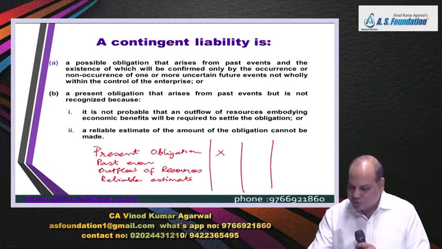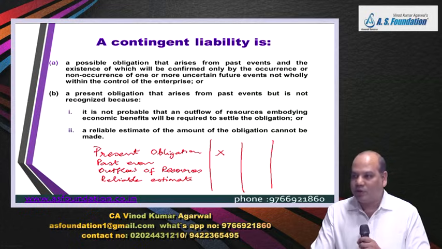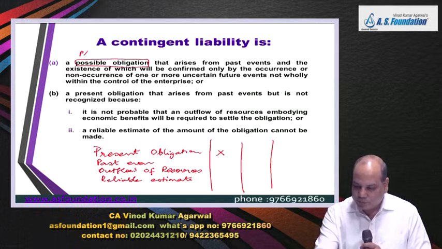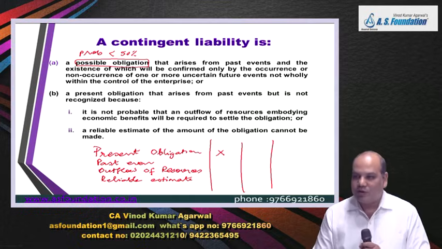So suppose this is not satisfied, it is a possible obligation, then you will not call it as a provision. Then it is a contingent liability because it may or may not arise on happening or non-happening of uncertain future event, which is not wholly within the control of the enterprise. So as you know the meaning of possible obligation, the probability of this obligation existing on the reporting date is less than 50%. Okay.